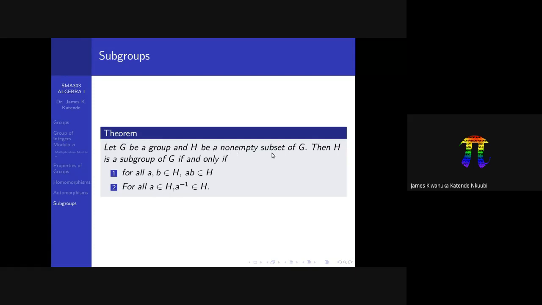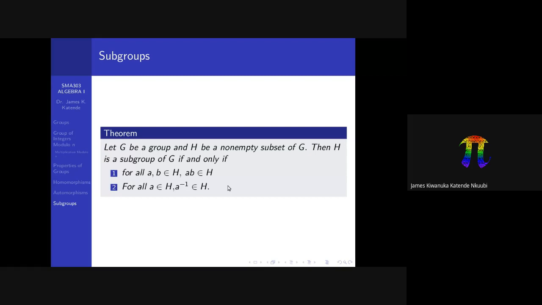So one way is to confirm that the set is non-empty, then you simply need to check that these two properties are satisfied. That means the set will be closed under the same binary operation, and for any element in H, the inverse of that element will also be in H. So if you find a non-empty subset of G that satisfies these two properties, then it automatically becomes a subgroup.